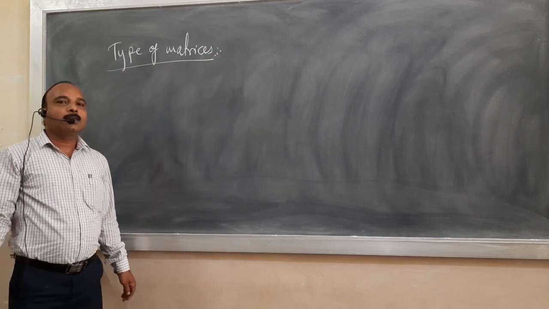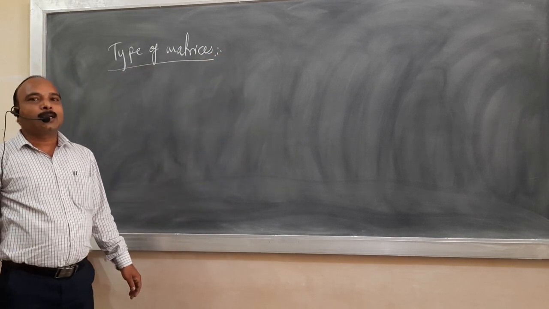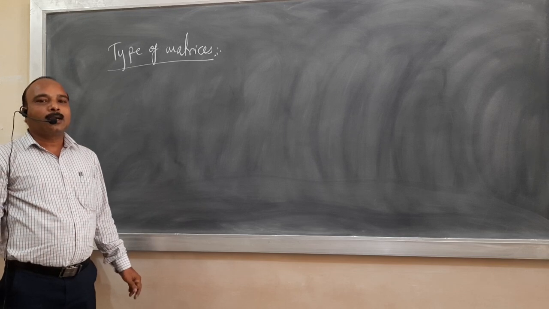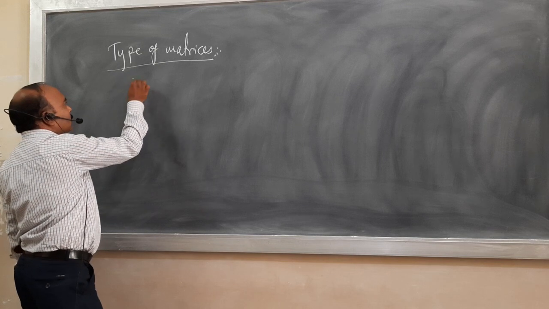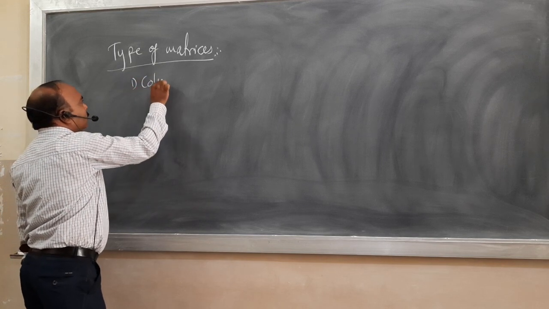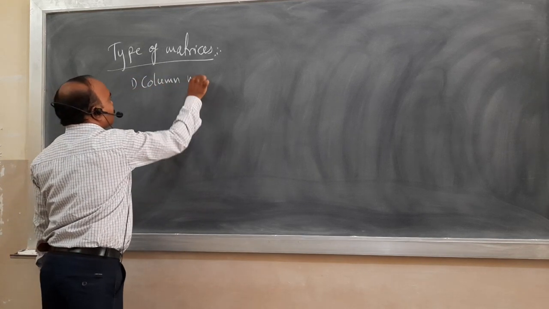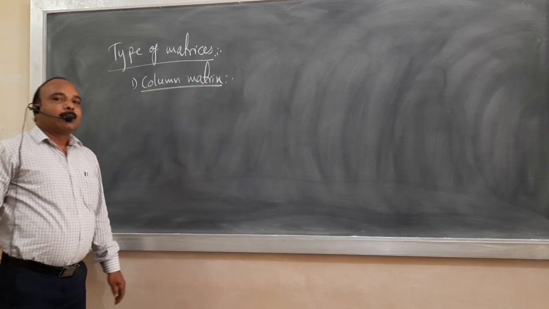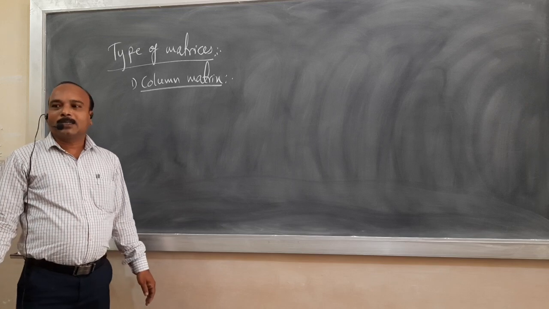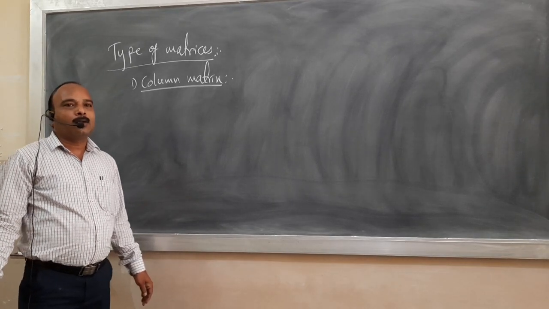In this section, we will discuss the different types of matrices depending on their order and the elements present. The first type of matrix is the column matrix. A matrix is said to be a column matrix if it has only one column.